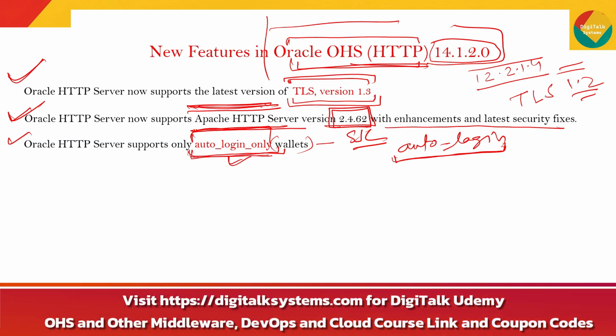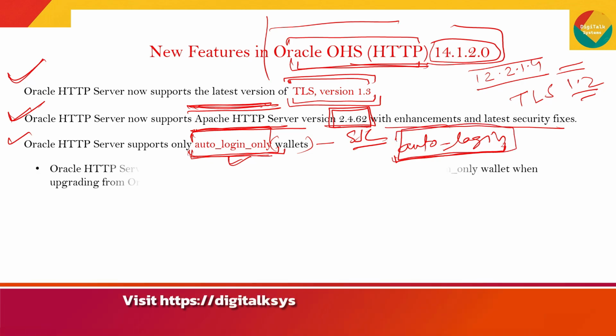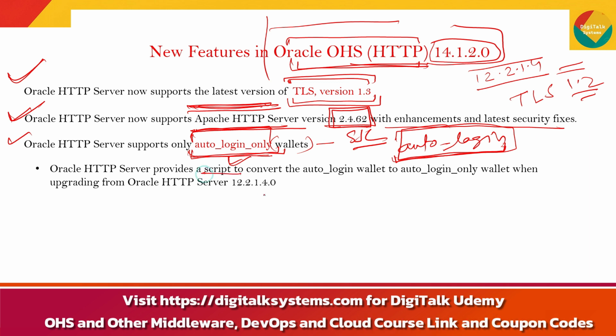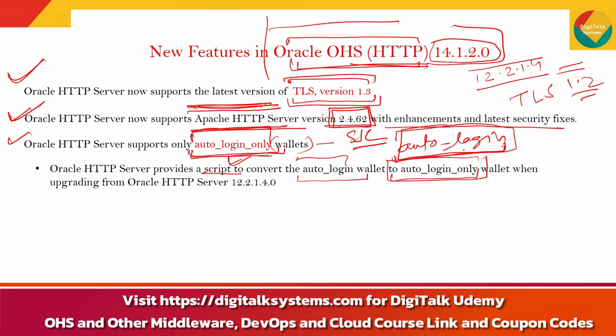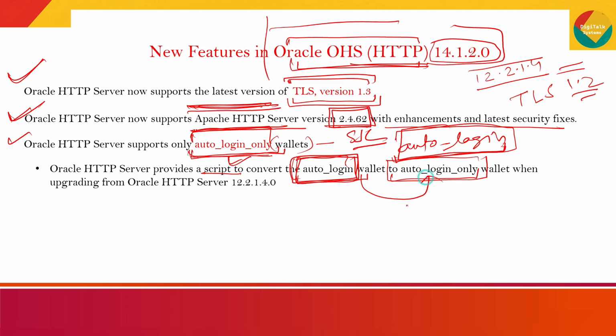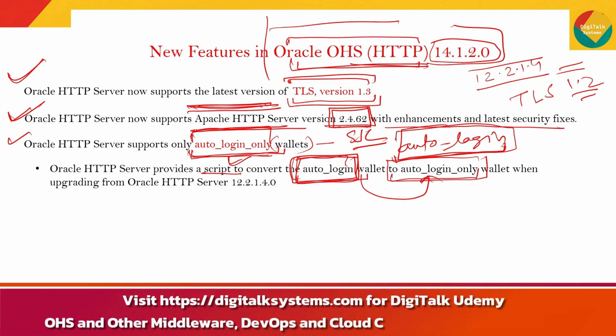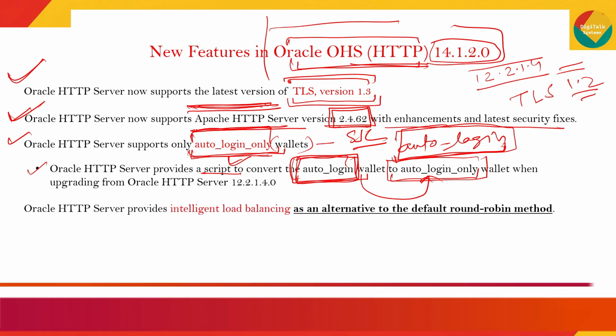Now, if you are upgrading from a previous version and you are using the auto login wallet, there is a script provided by Oracle. When you upgrade your OHS from a previous version to 14.1.2.0, you can convert your wallet from auto login to auto-login-only. So this step is only valid for you if you are using the auto login wallet; then you need to convert it to auto-login-only. The detailed instructions and the script are provided with 14.1.2.0. This is one of the major enhancements in terms of functionality.